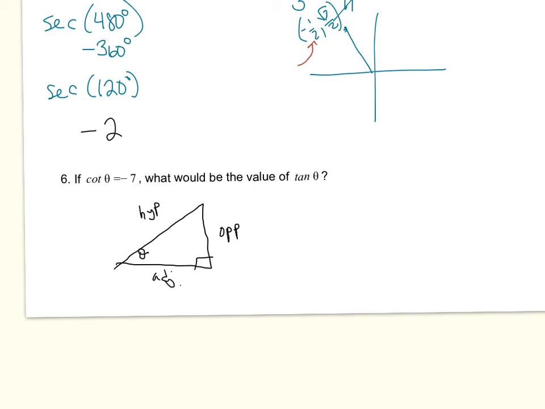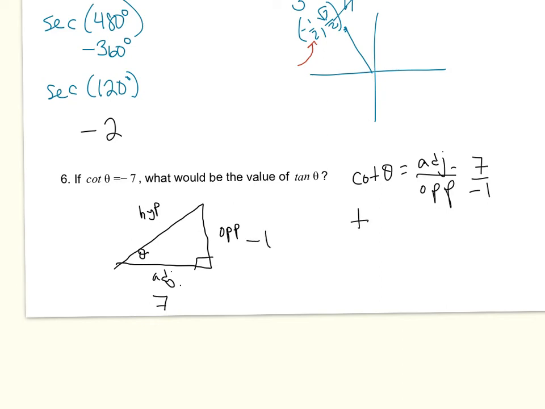Now, we really don't need the hypotenuse in this case, because if you remember cotangent of theta is adjacent over opposite. So adjacent over opposite in our case, 1 is going to be 7 and 1 is going to be negative 1. And you could actually reverse these, but we'll just keep it like this for now. So the adjacent is 7 and the opposite is negative 1.